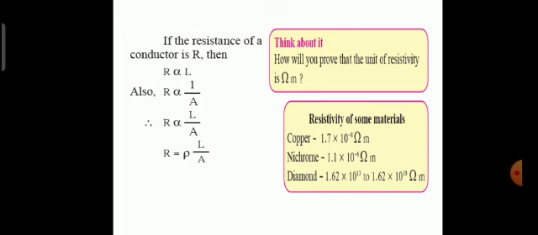Now here we add a constant. So R is equal to rho L divided by A, and rho is the constant of proportionality, and it is called the resistivity of the material. The unit of resistivity is ohm meter. Resistivity is a specific property of a material, and different materials have different resistivity.